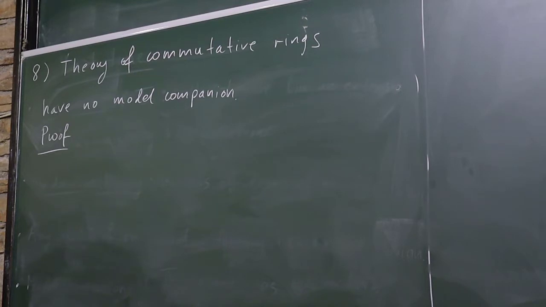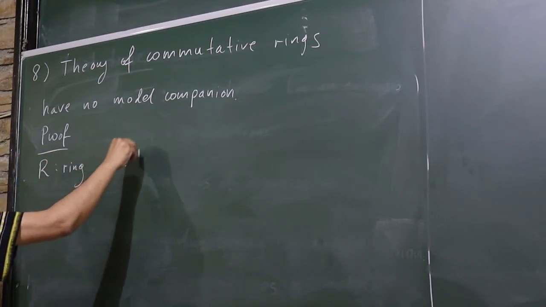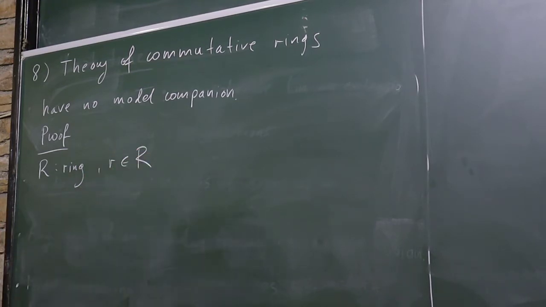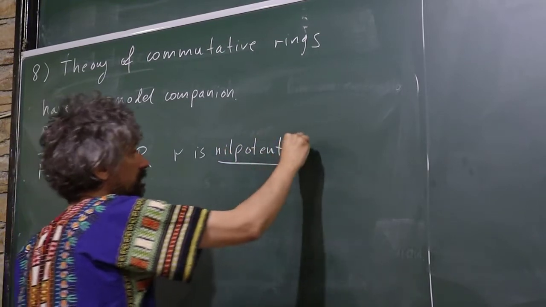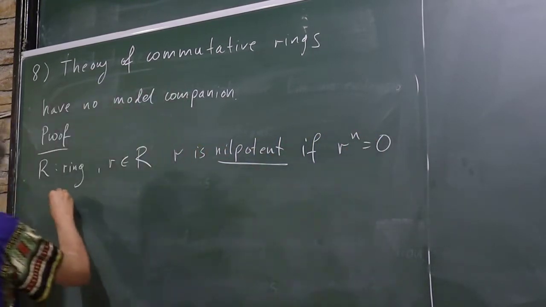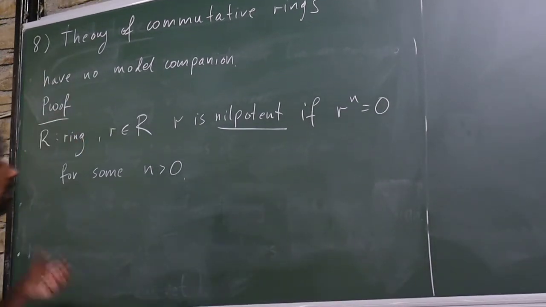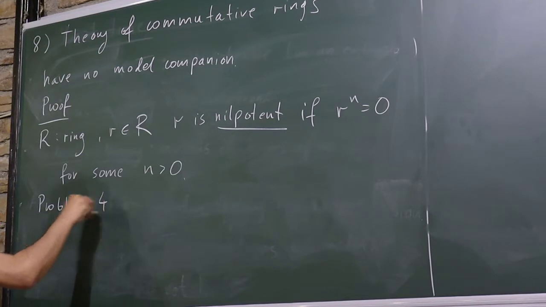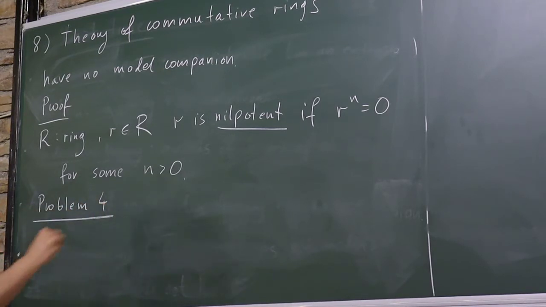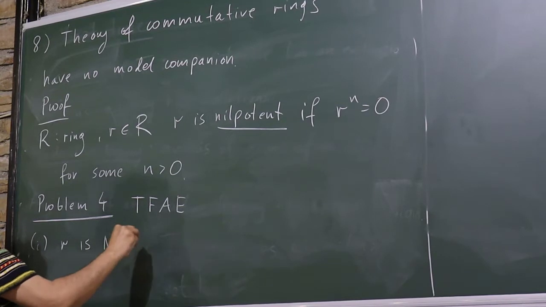And actually, these nilpotent elements will be the problem. So let's say we have a ring and r in R. I'm just recalling that r is nilpotent if r^n = 0 for some n greater than 0. Now something which will be a problem for you. The following are equivalent, a purely algebraic thing. First, r is not nilpotent.